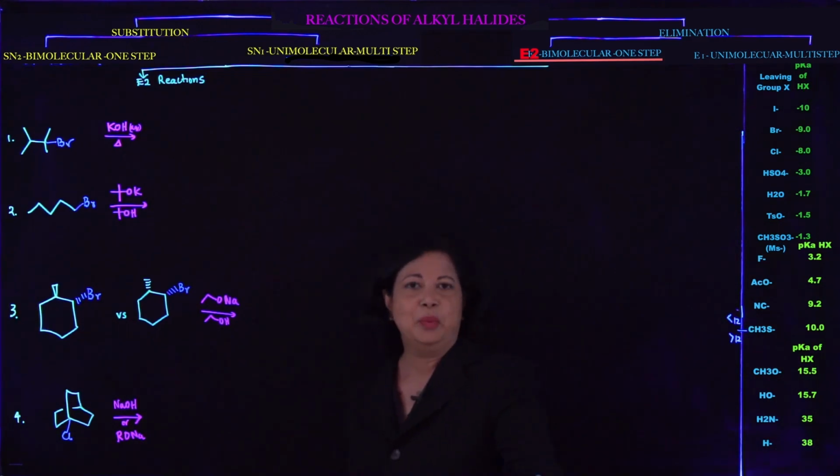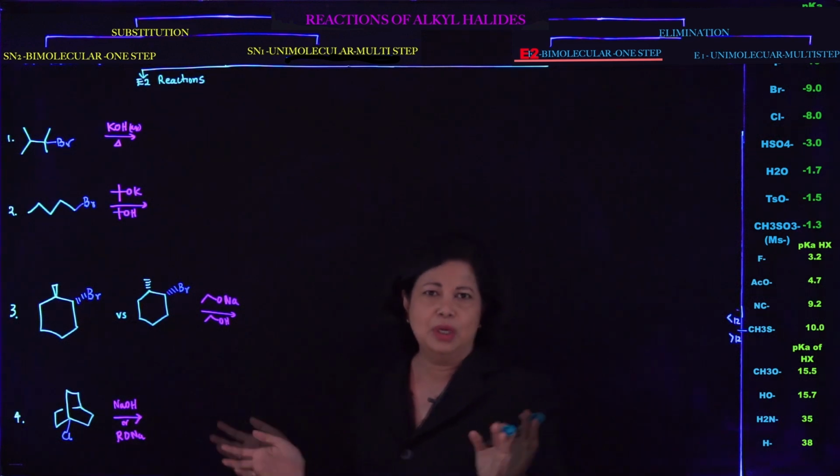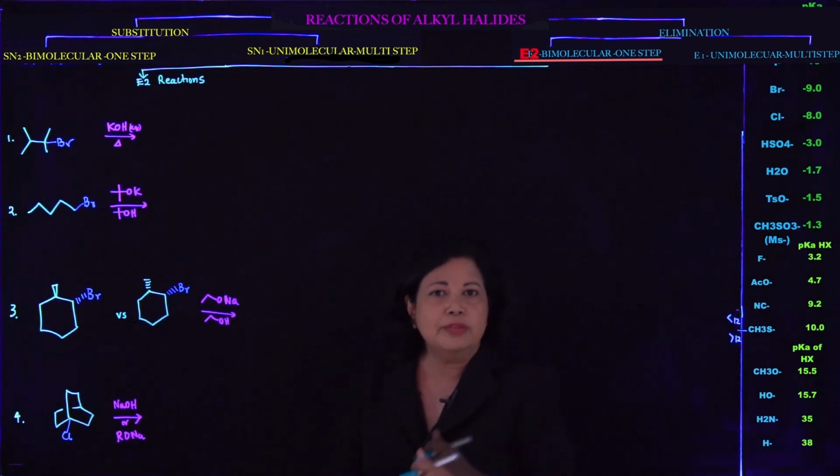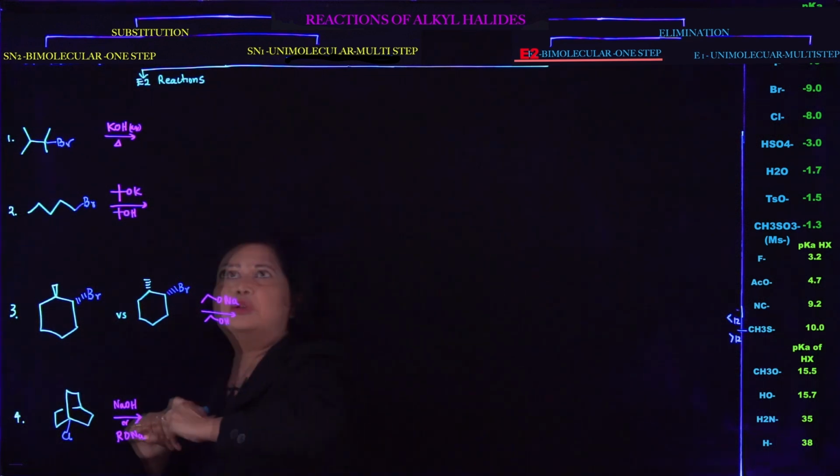Welcome everybody. We are going to talk about elimination reactions. Elimination, what does that mean? Taking off two substituents to make a pi bond. That's really what elimination is all about.